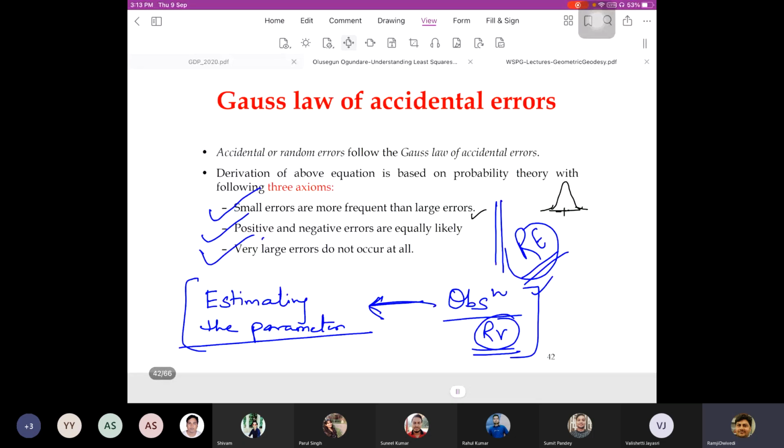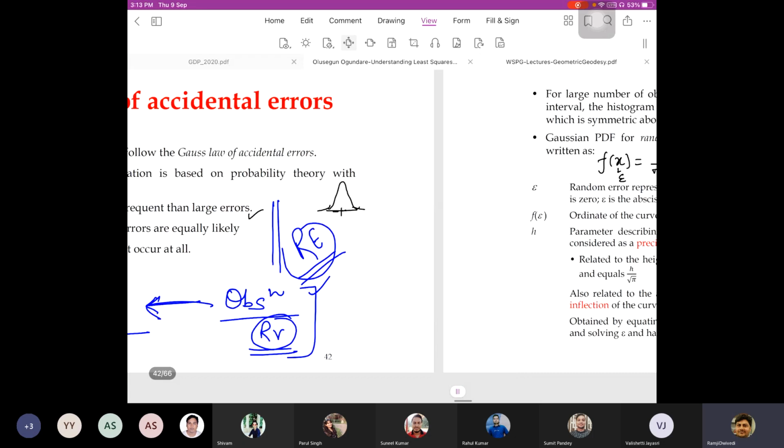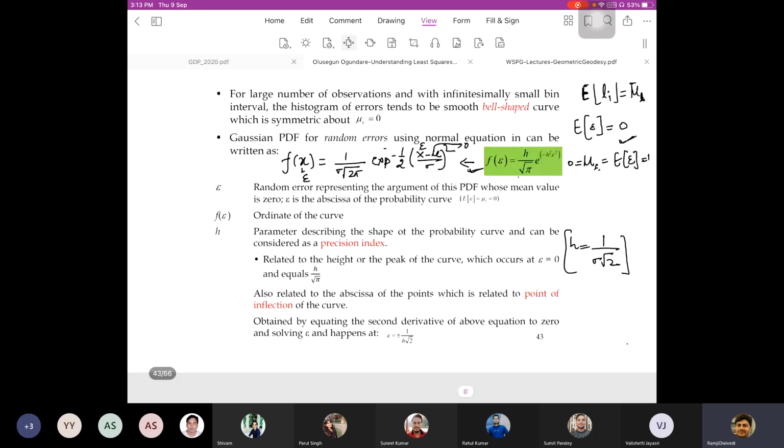The beauty is that we have a certain background in terms of Gauss laws, which we try to apply and see what type of distribution we have to solve our problems. Again, with this slide, what we are trying to present is that for a large number of observations with a very small interval, the histogram tends to be smooth. That is a bell-shaped curve, which is symmetric about the mean of the error, which is 0.